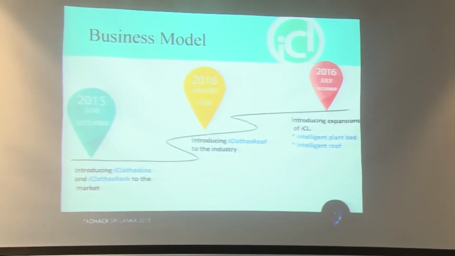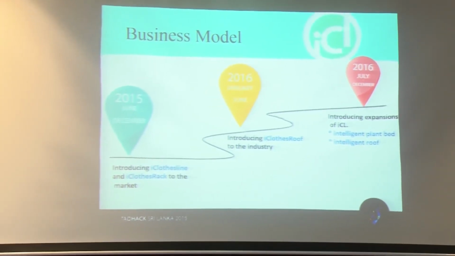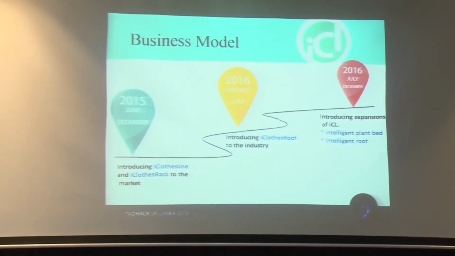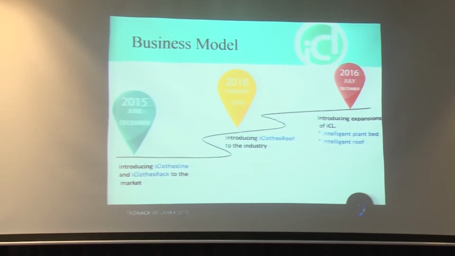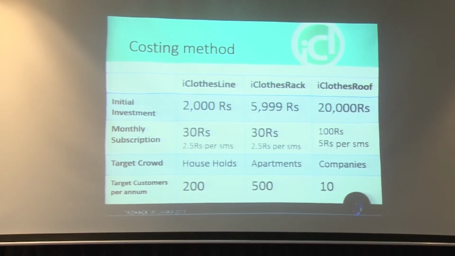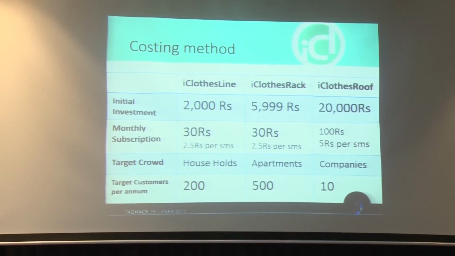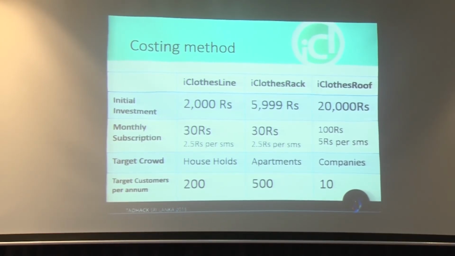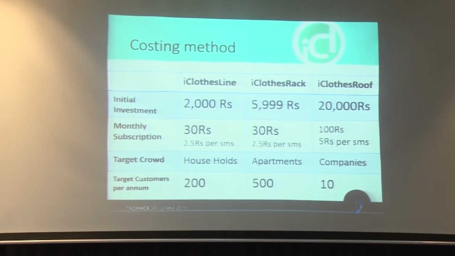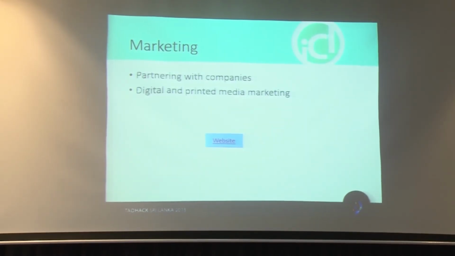So now we look at the business model. Okay, so for the business model, as the first phase, we are introducing the clothesline and clothes rack, and then after six months we are introducing the clothes roof for companies, and as a third step, we are including some expansions, such as using this roof for plant beds and hotels. Regarding the costing method, the initial investment to buy this rack or clothesline will be as above, and the monthly subscription for the USSD will be that. For companies, it will be a separate program and charged differently.